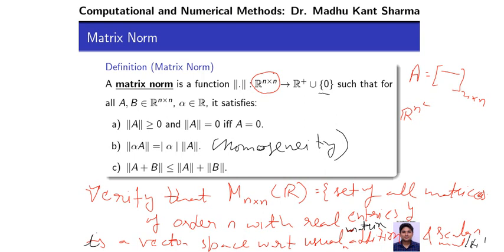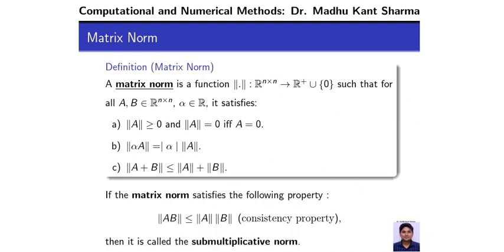So if, in addition to the above, the matrix satisfies the following property, that norm of A times B is less than or equal to norm A times norm B, then it is called the submultiplicative norm. So in addition to these three properties, if it also satisfies this, then it is called the submultiplicative norm.